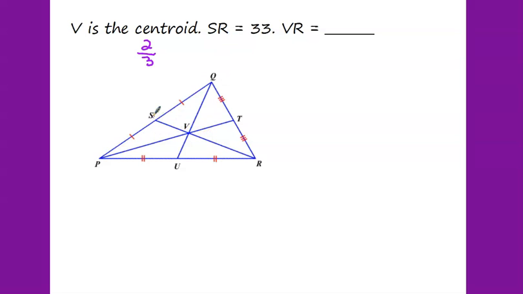So if I know that SR is 33, so this entire thing is 33, VR is going to be 2/3 of that length. So I just need to find 2/3 of 33. So 2/3 times 33, or 1/3 of 33 would be 11. So 2 of those would be 22. So the length of VR is 22.